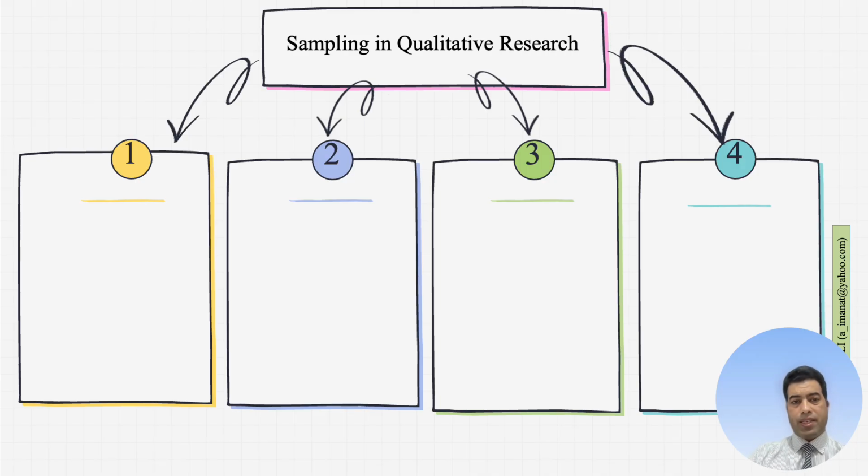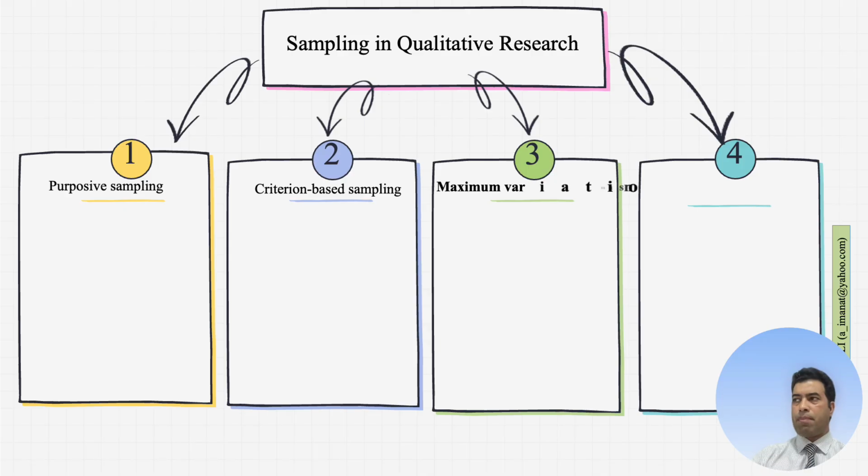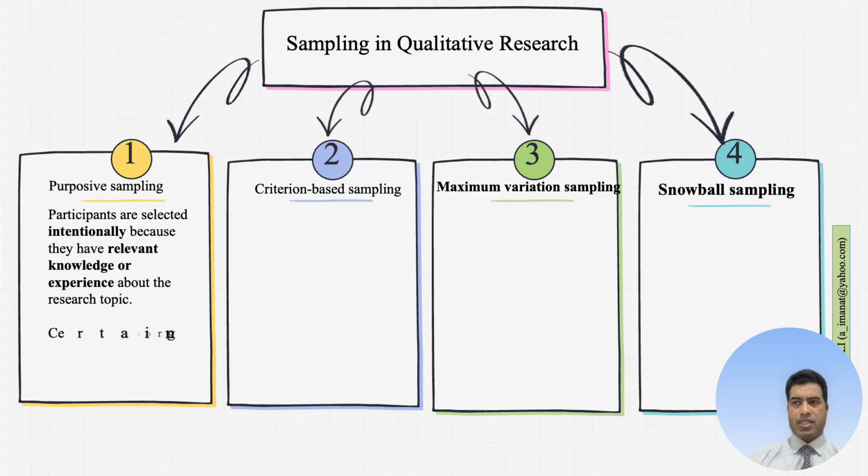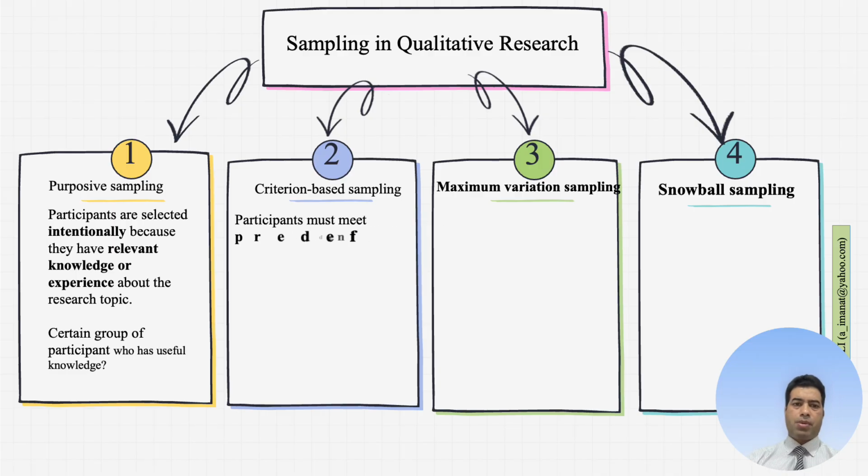Let's talk about sampling in qualitative research. Regarding sampling in qualitative research, purposive sampling, criterion-based sampling, maximum variation sampling, and snowball sampling techniques are normally used. Purposive sampling, as is indicated from its name, purpose. So participants are selected intentionally for a purpose. They have relevant knowledge or experience. A certain group of participants is selected, that is purposive sampling.